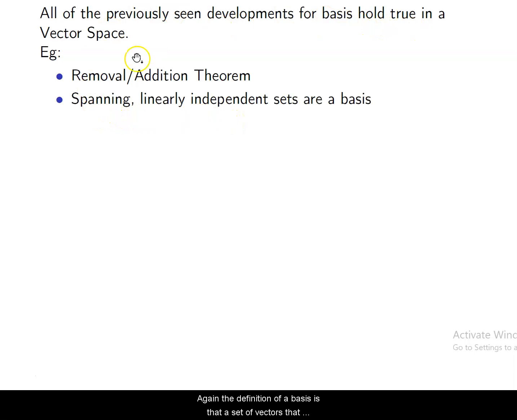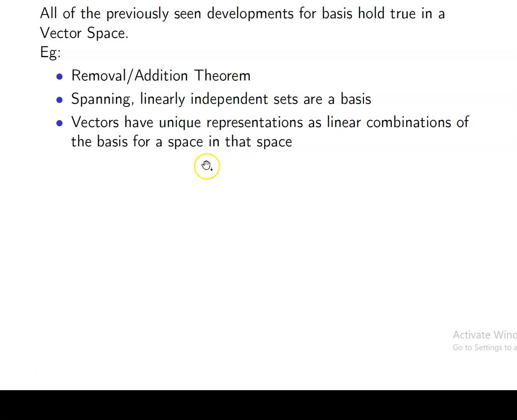Again, the definition of a basis is that a set of vectors that are spanning and linearly independent form a basis. So a spanning linearly independent set is a basis. Same definition. The fact that we have unique representations of vectors as linear combinations of the basis vectors for that space is still true. So if a set of vectors form a basis for a space, any vector in that space can be represented as a unique linear combination of those basis vectors. We saw that in the last section as well. That was another theorem that was in there.